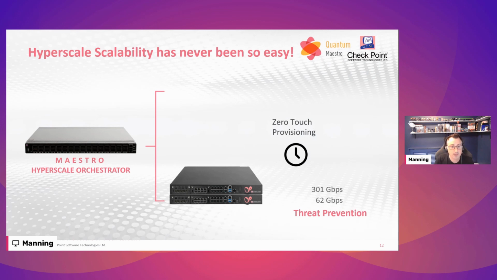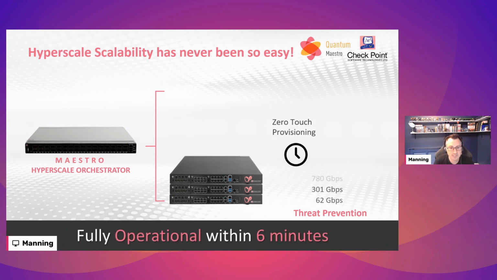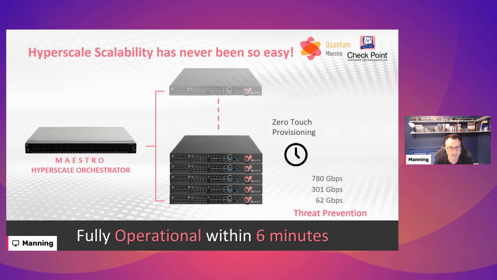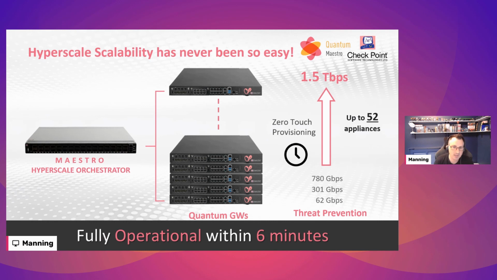Now, if you wanted to increase this platform or increase the amount of throughput you can have, all you simply have to do is unbox a new appliance, plug it in with the network cables, plug in the power and turn it on, and instantly a copy of the operating system, configuration and security policies will be pushed down to those gateways. And within 6 minutes, you'll have a fully operational device that has been accepted into that multi-node cluster and will start to process traffic. At the moment, we can support up to 52 appliances.